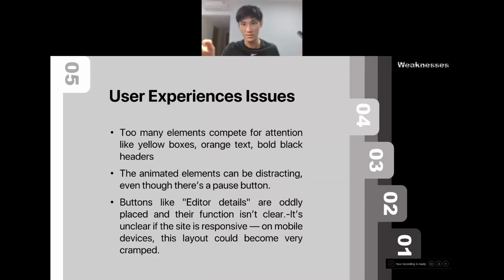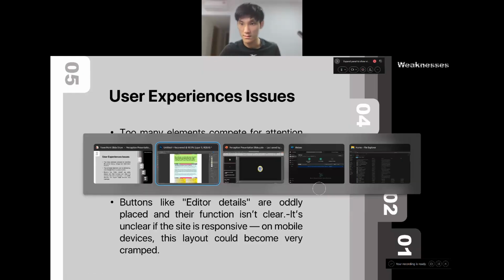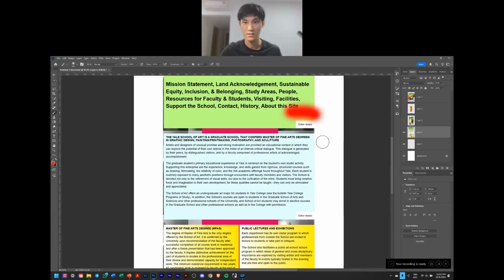And the next one is user experience issues, where 2 elements compete for attention. For example, yellow box, orange box, and bold back headers. The animated elements can also be distracting. And the buttons like editor details are all in place, which is useless for the viewers because it doesn't actually have a function for us. So the editor's details are over here, which should not be placed on a viewer's view.